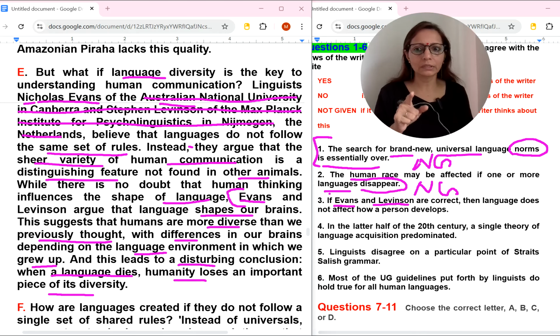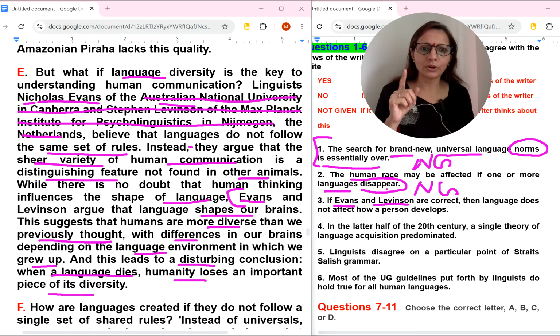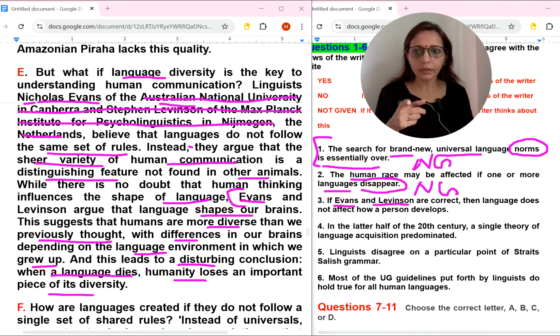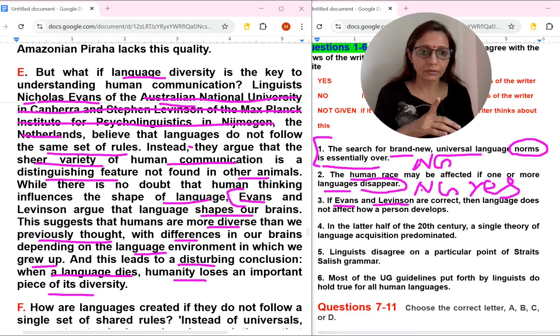I think this is the second number question. The human race may be affected if one or more languages disappear. Dies, language dies means language disappears. This leads to a disturbing conclusion: when a language dies, humanity loses an important piece of diversity. It means the human race may be affected. So here this is not given, this is yes. Yes answer will be there.